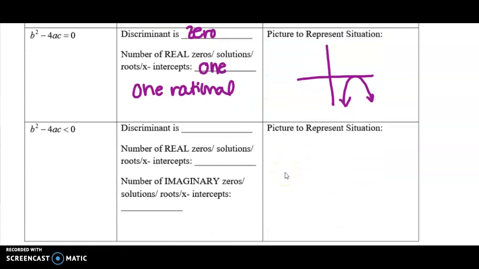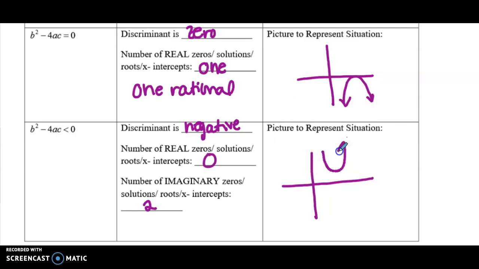All right, if b squared minus 4ac is less than 0, that means my discriminant is negative. The number of real solutions, zeros, roots, x-intercepts is none. The number of imaginary zeros, roots, x-intercepts is 2. You always have to have 2. You can never have one imaginary solution, and I'll explain why in the next portion. You have to have 2.